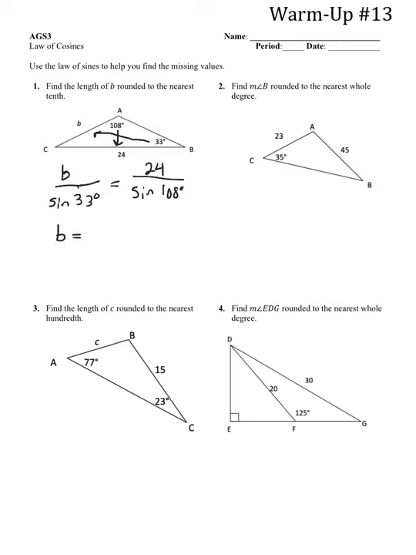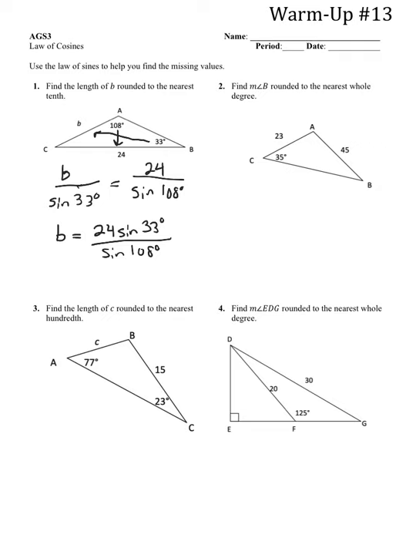And then I multiply both sides by sine of 33 degrees. My exact answer should be b equals 24 sine 33 over sine of 108. For problem 1, I'll put the approximate answer in a second here.